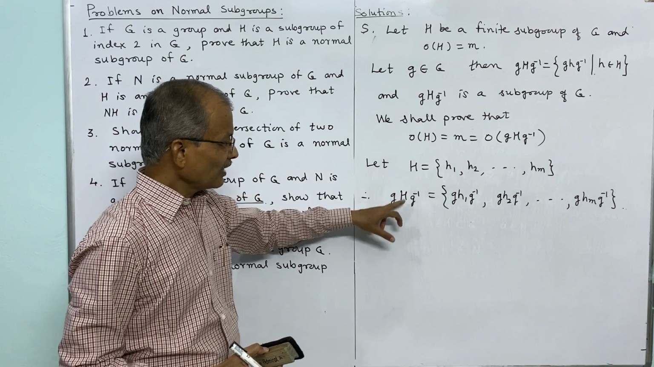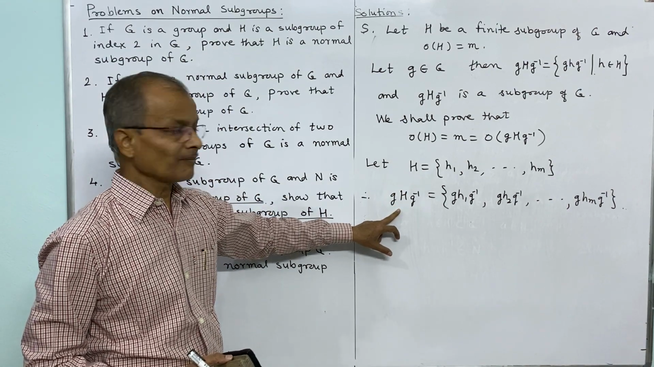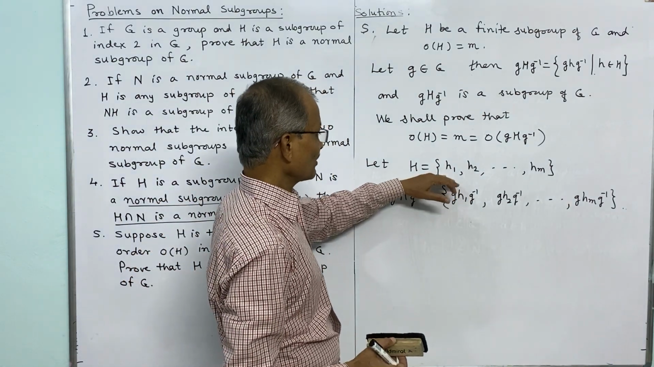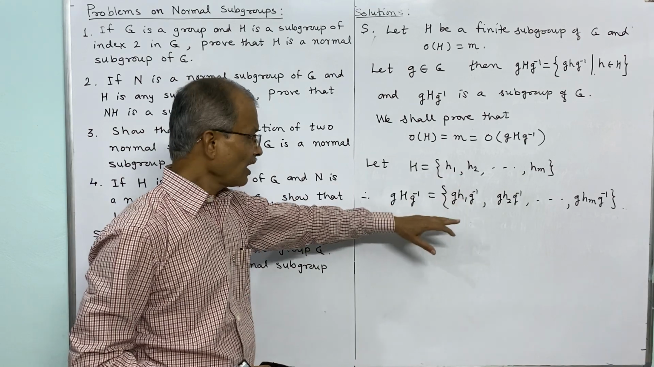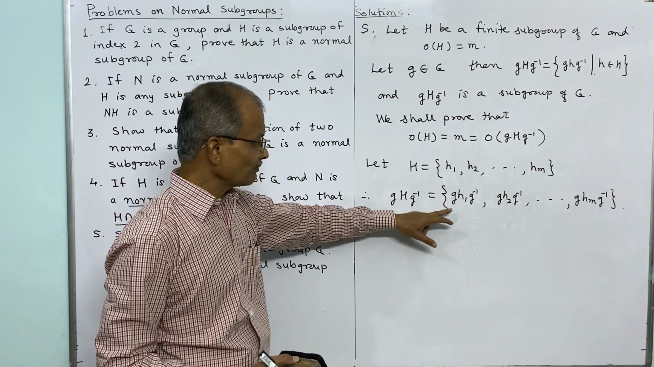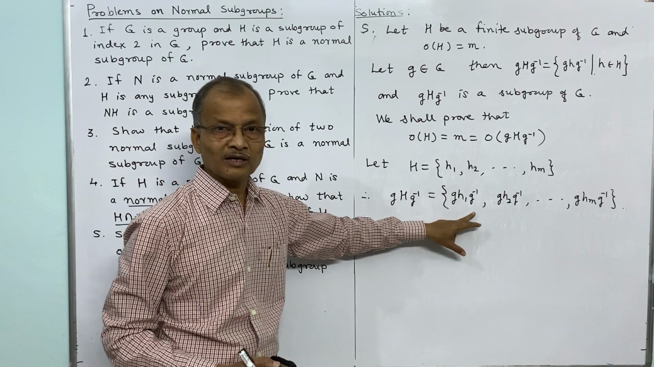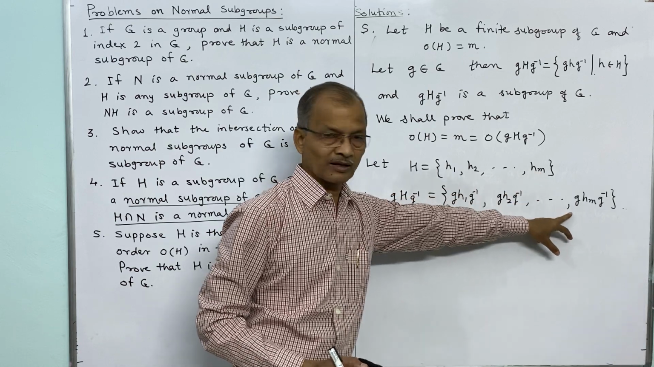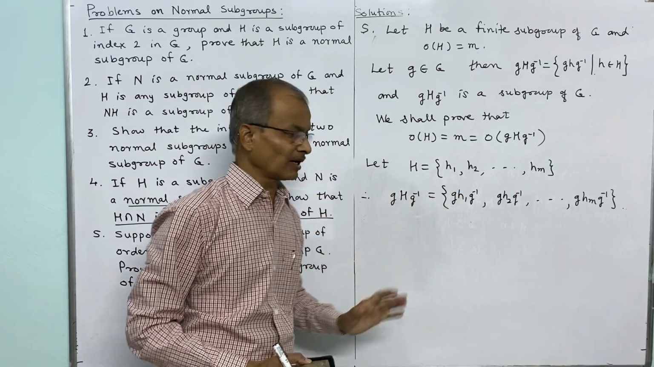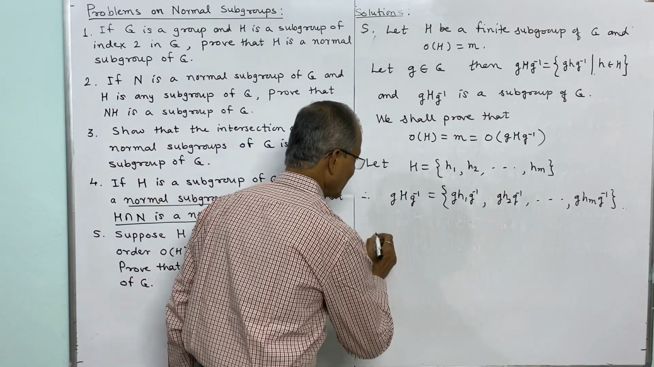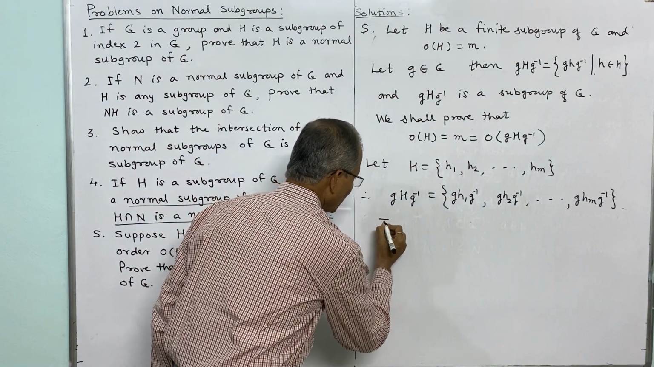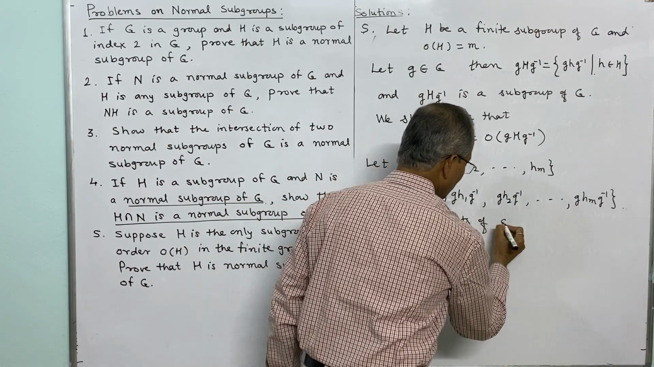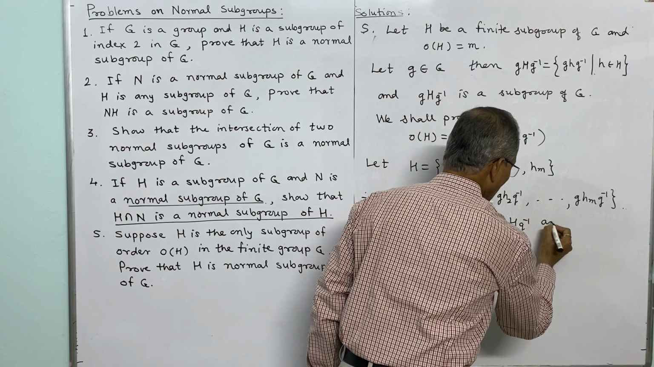Now, the orders of these two will be the same if the elements of gHg inverse are all distinct, since we have considered the elements of H to be all distinct. Then the number of elements is the same, M here and M there. Only repetition should not be there. So the elements of gHg inverse are all distinct.